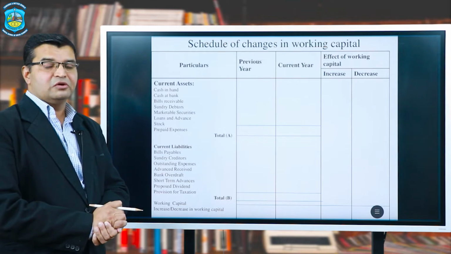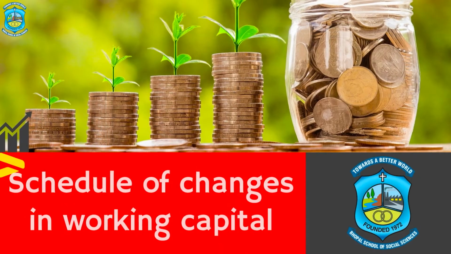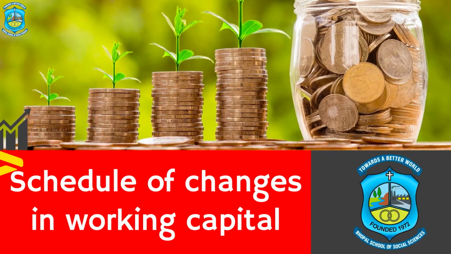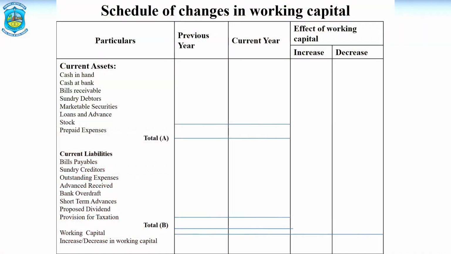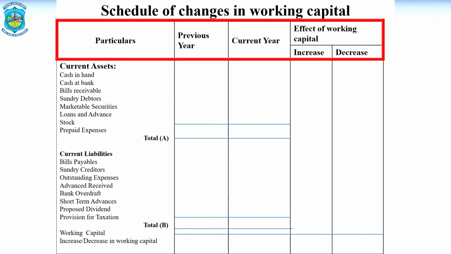in which the first and most important table is the schedule of changes in working capital. Through this schedule of changes in working capital, we can come to know exactly the increase or reduction in working capital. In this schedule, the first column is particulars, in which we will show the previous year and current year's amounts.